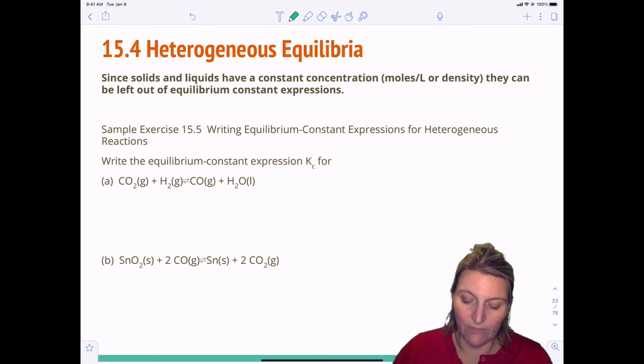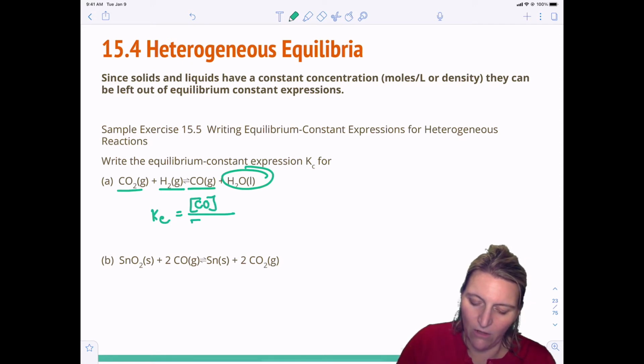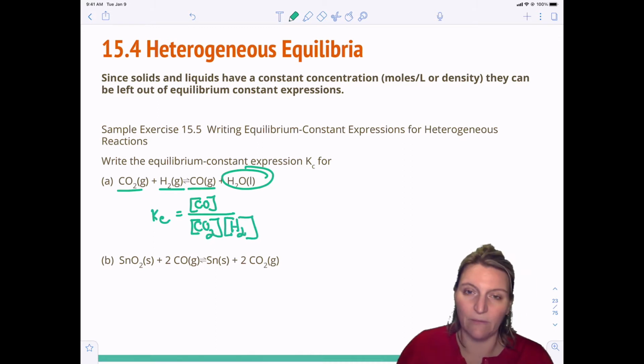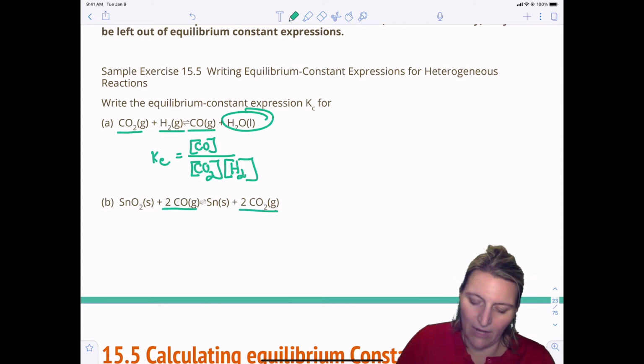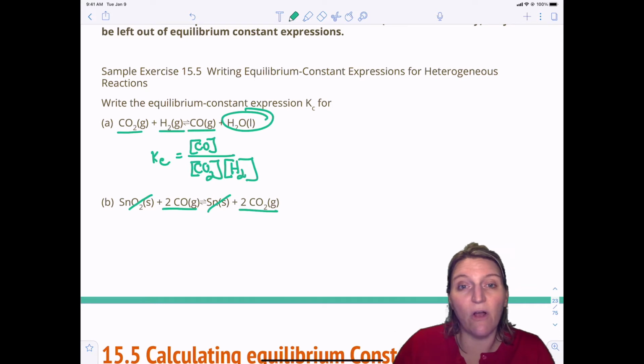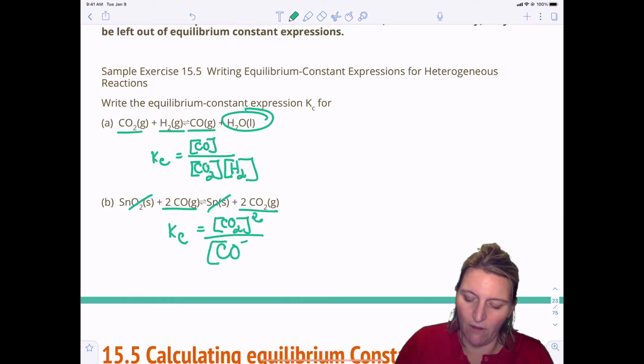So for example, in A, if I look at these, this is a gas, this is a gas, this is a gas, but that guy is a liquid. So Kc for this reaction is the concentration of carbon monoxide over the concentration of carbon dioxide times hydrogen gas. In the next one, I have a gas and a gas, but I can leave out these solids because their concentration isn't going to change in the reaction. Kc is equal to the concentration of CO2 squared over the concentration of CO squared.